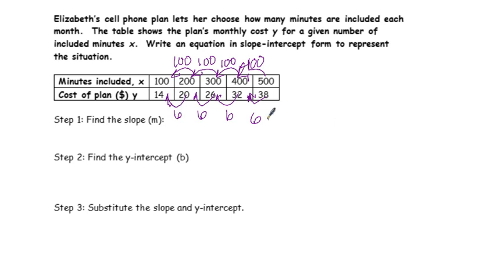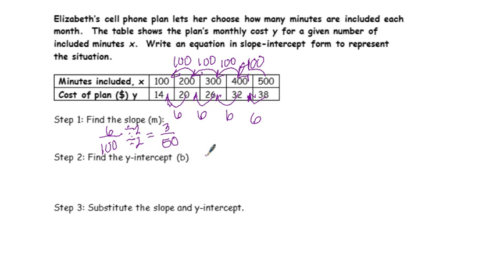So then we put our y's over our x's. So it's 6 over 100. We do always need to reduce. We're going to reduce this by 2. And we get 3 over 50. So there's our slope. Now there's 2 ways we can find our y-intercept.